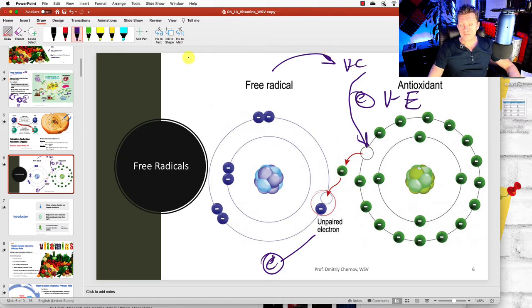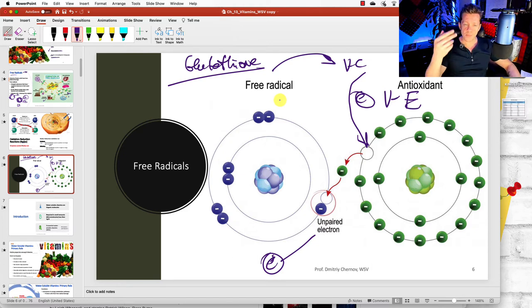So glutathione, another antioxidant. We will look at glutathione as well. So that is also a very important antioxidant in our system. Those vitamins reduce other vitamins or other cells that are part of the tissue. They donate their electrons to keep the tissues healthy.